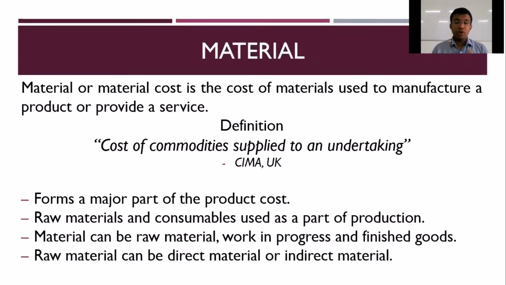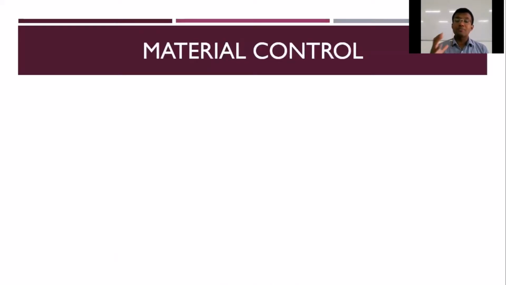So we've just touched upon material cost. We saw that material cost refers to the cost of commodities that is supplied to an undertaking. I also stressed upon the fact that material cost forms the major portion of your product cost. Okay, so that is what is meant by material cost. Now, what we are trying to learn as a part of this session is what is meant by material control.